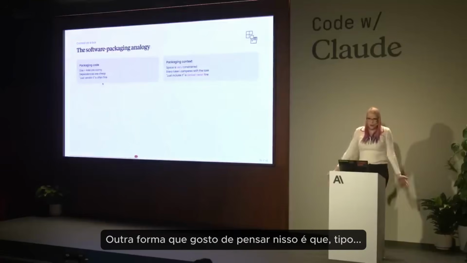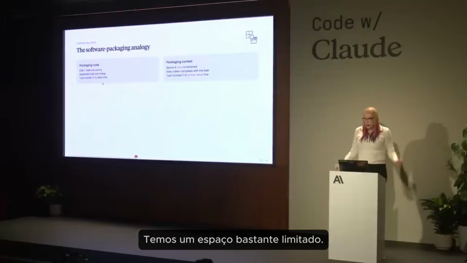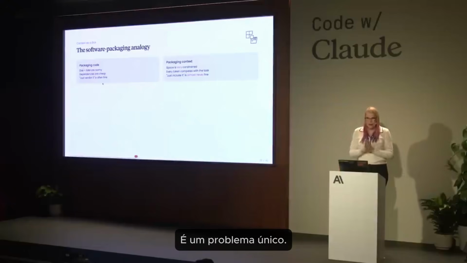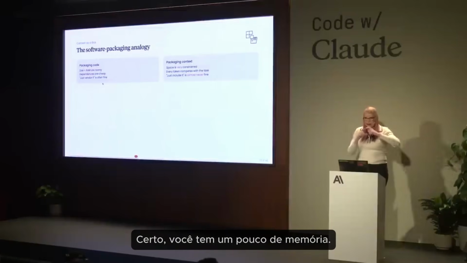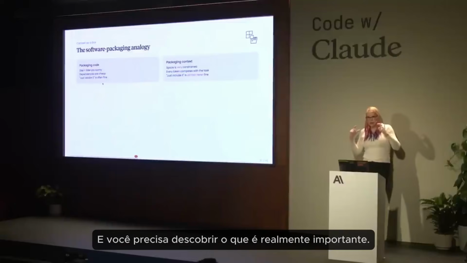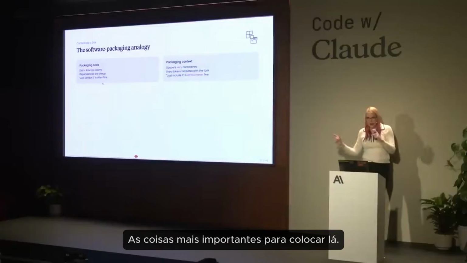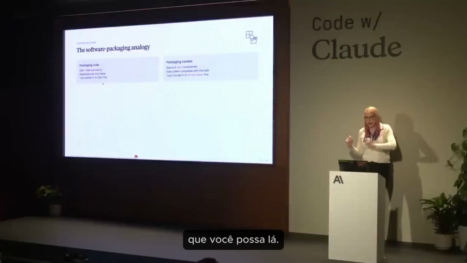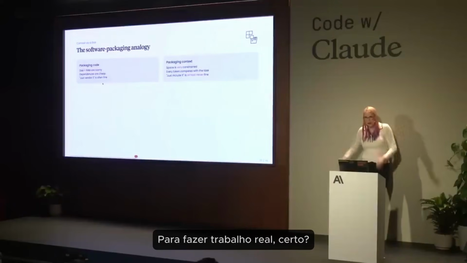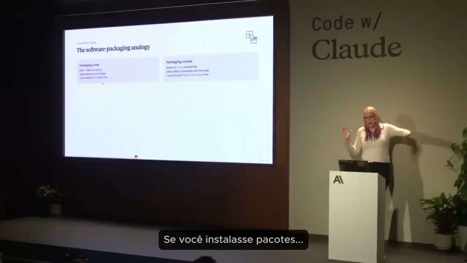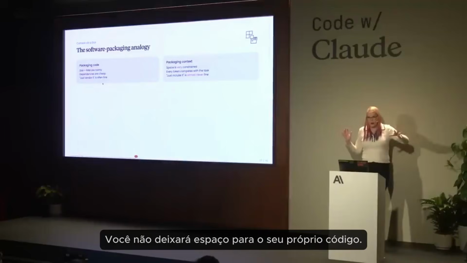The other way I like to think about this is that we have a really constrained amount of space to put a lot of information into, and it's kind of a unique problem. I like to say it's like trying to run NPM on an Arduino, right? You've got a tiny bit of memory, and you've got to figure out the very most important things to put in there, and you want to put the smallest version of it that you can in order to leave enough room to do real work, right? If you were to install packages willy-nilly on an Arduino, you're not going to leave any room for your own code.